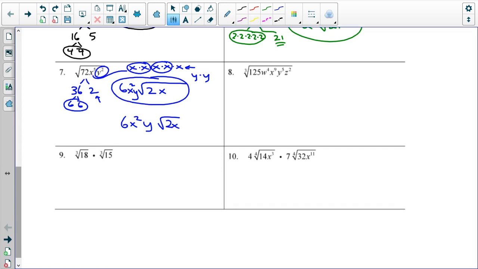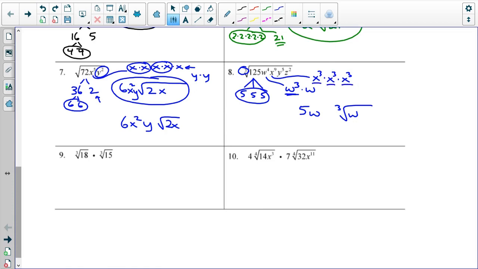Number 8 is similar, except I need 3 copies of something in order to pull it out. 125 is 5 cubed. So that is a 5 getting pulled to the outside and nothing left over on the inside, because there are no numbers that are left over without a group of 3 that can take it out. W to the 4th is W times W times W times W. So 3 copies of W grouped together means that 1 W gets moved to the outside and there's 1 W left on the inside. X to the 9th is 3 x cubed. So that means 3 copies of x cubed all grouped together, and I can move 3 x's to the outside. So it's x to the third power.